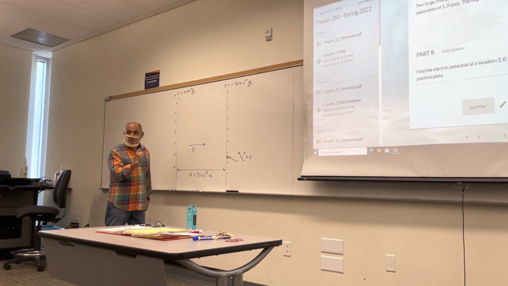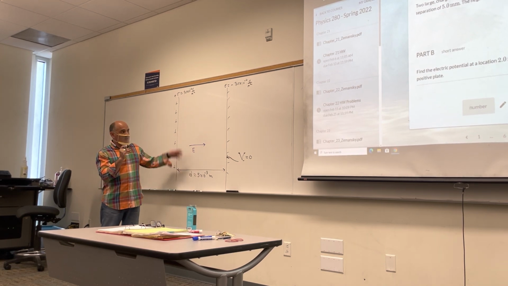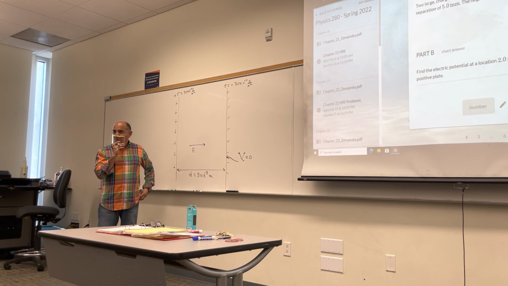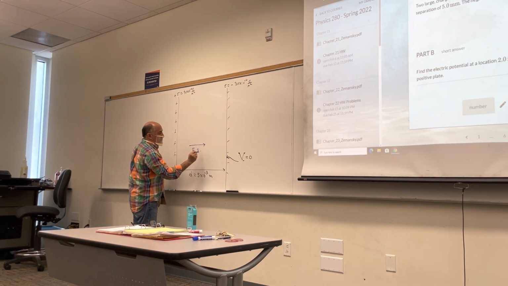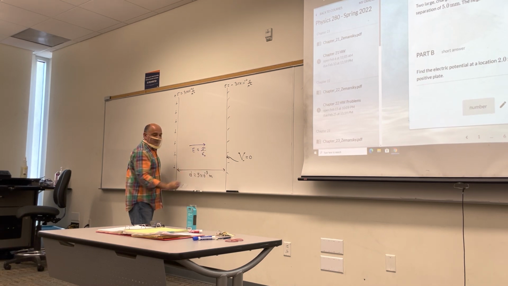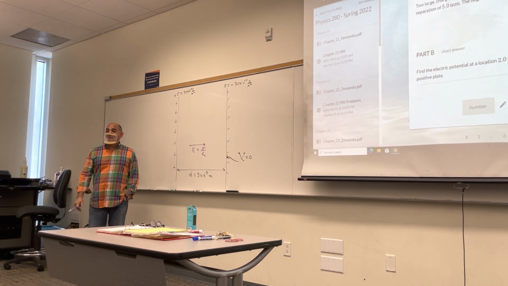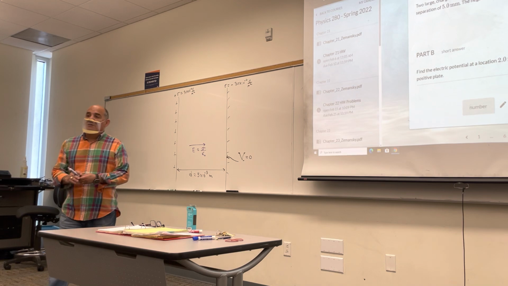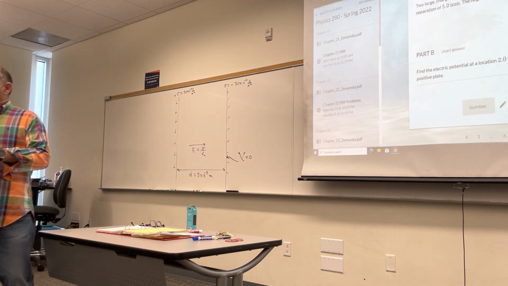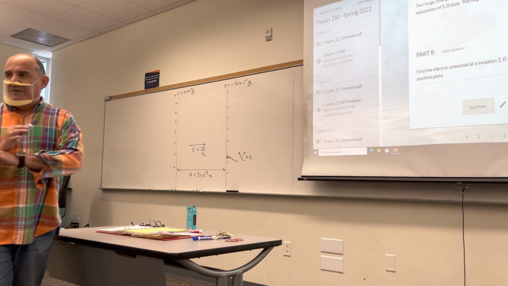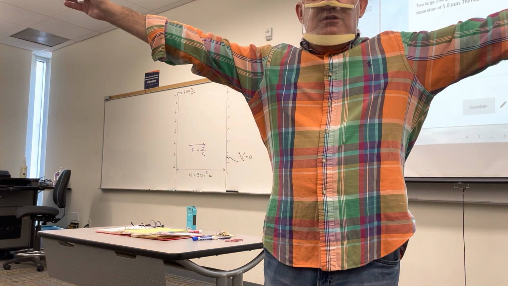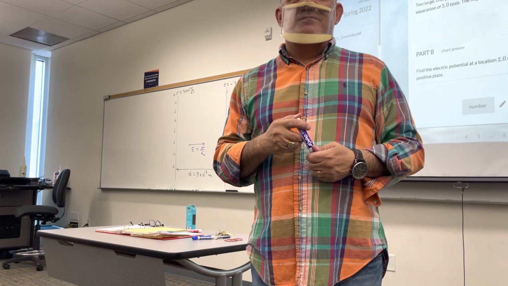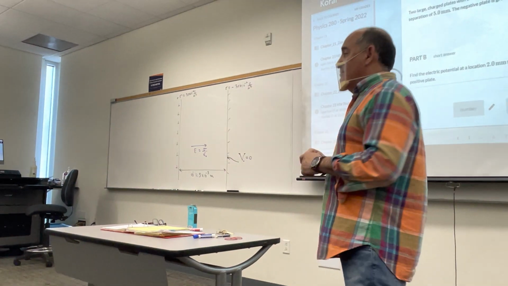And what's the magnitude of it? This is a set of very large plates. Sigma, which is that number, over epsilon naught. Yes? How do you know it's always electric field going to the negative? Always. That's the very first thing we learn in chapter 21. Away from the positive charge, towards the negative charge. Always.